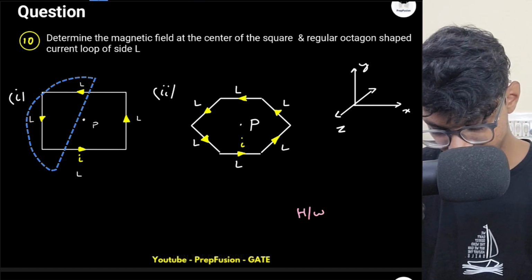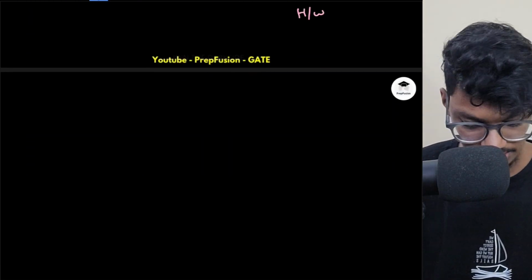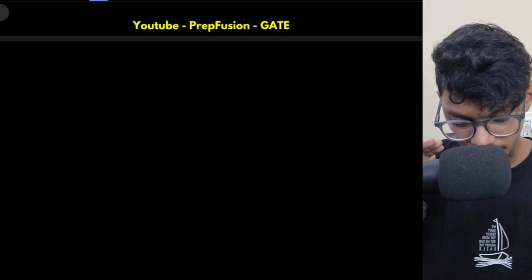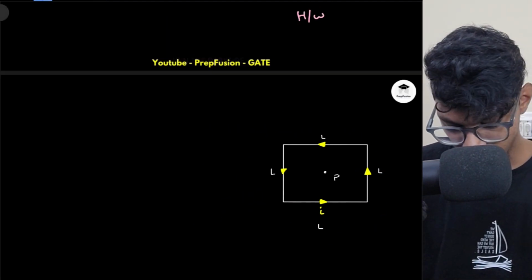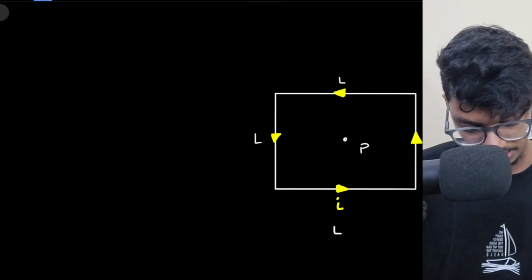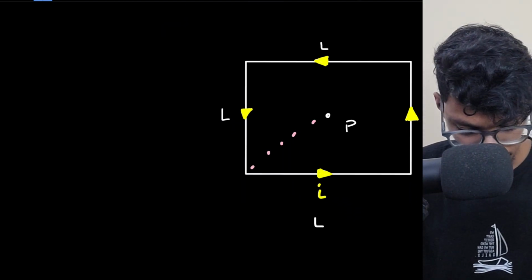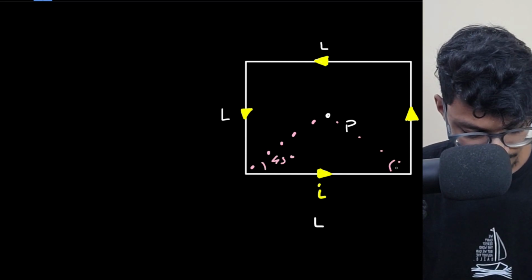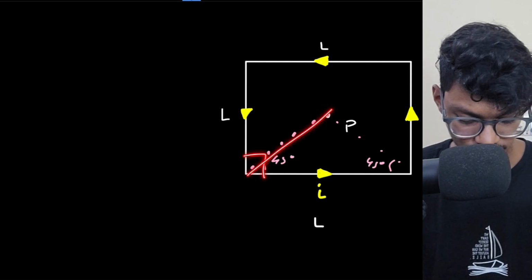So if I take this first case, this is just the same as the finite current carrying conductor case, a current carrying conductor of finite length. But what is the difference here? The difference is I have 4 finite current carrying conductors, and each of them has angles of 45. Why is this 45? Because this whole thing is 90 and this will be simply the angle bisector.